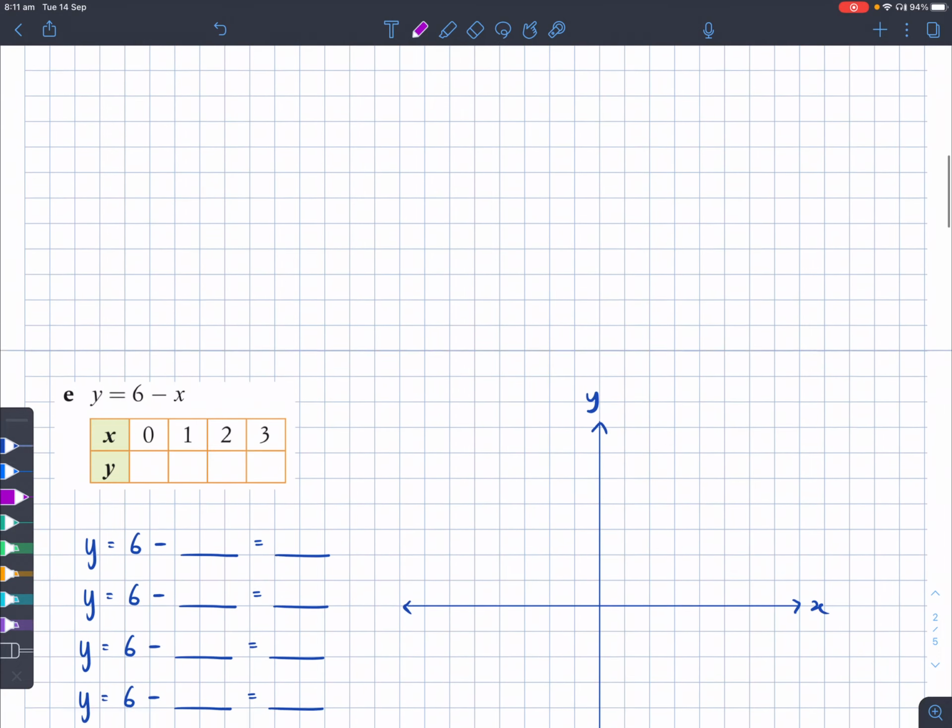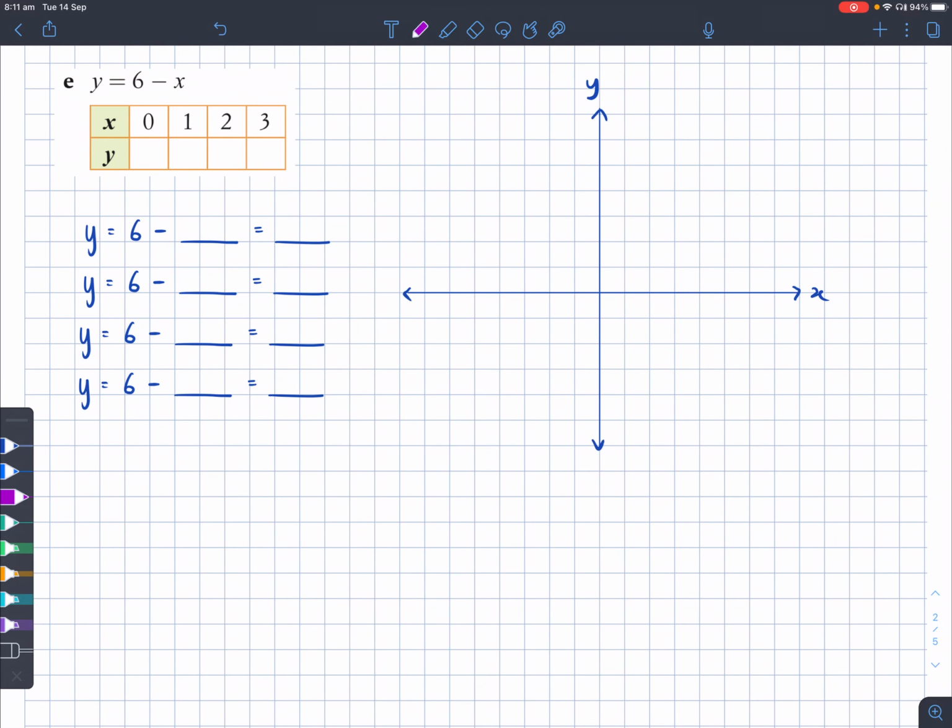Moving on. Question E says y equals 6 minus x. So we're going to replace x by 0, followed by 1, 2, and 3. That means we get 6 minus 0 first, which is 6. 6 minus 1 is 5. 6 minus 2 is going to be 4. 6 minus 3 will be 3.